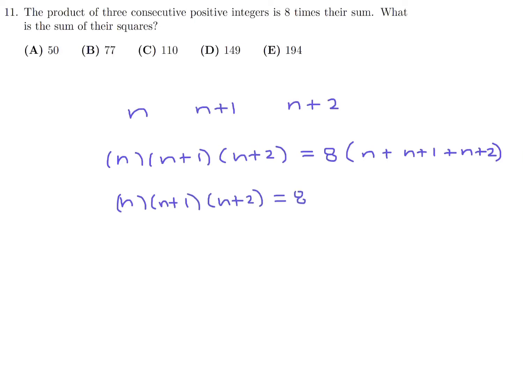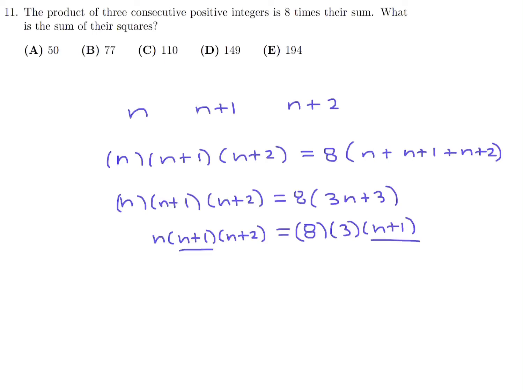So we've got 8 times, let's see, 3n plus 3. So 8 times 3, because 3 can factor, n plus 1, like that. And then therefore n plus 1 is cancelable right there. So that just leaves n times n plus 2, which is 24. All right.